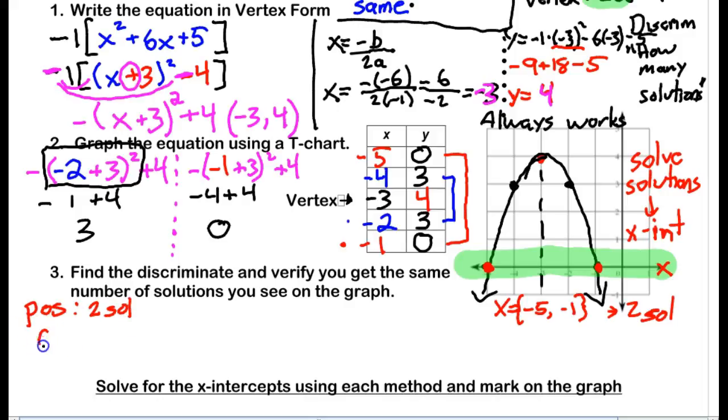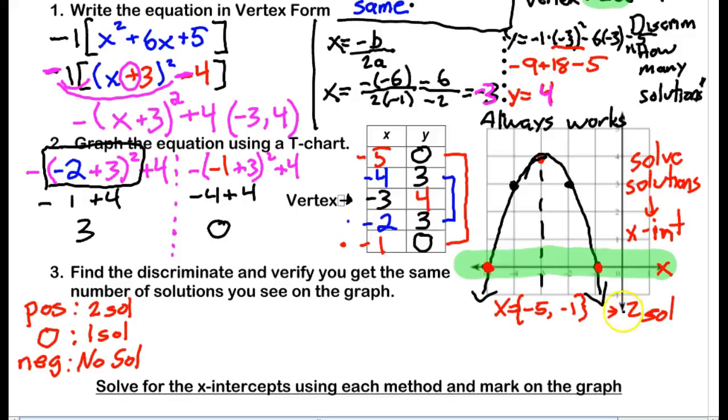If we got a 0 for the discriminant, that meant there's 1 solution. And if we got a negative discriminant, that would be no solution, no answer. You can graph it, but there's just no x-intercept. So don't forget, no solution doesn't mean there's no graph, it just means there's no x-intercepts.